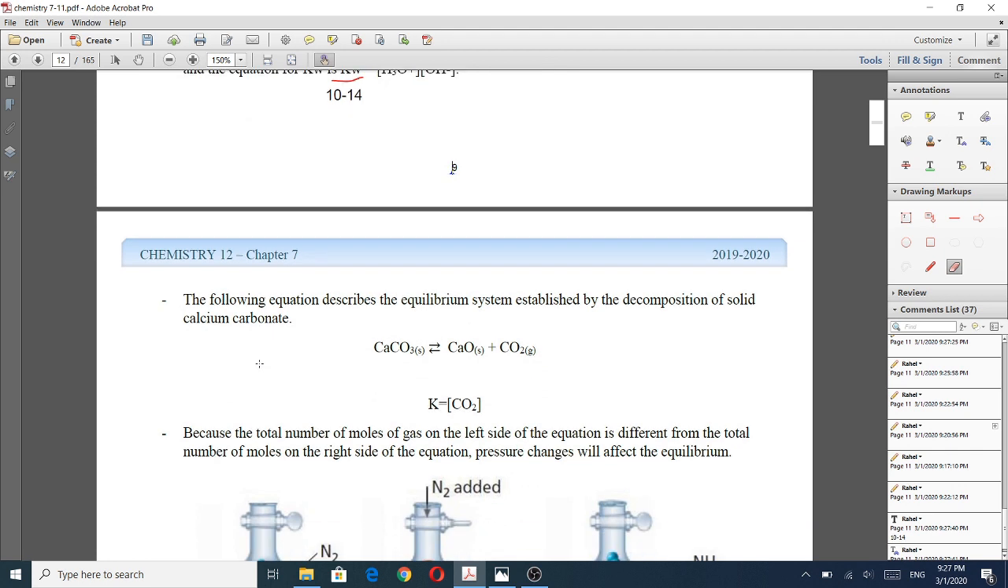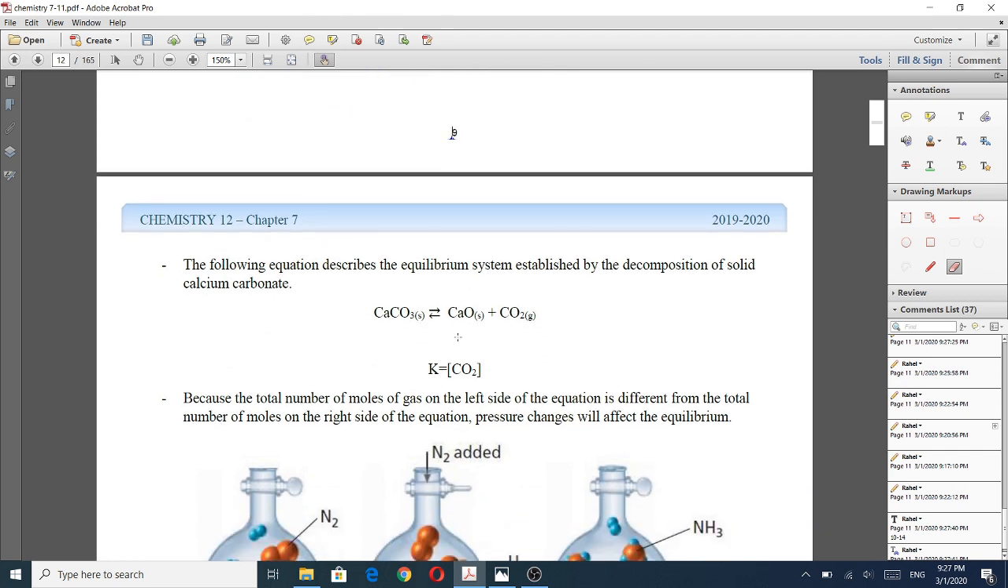Now, for another reaction. In this reaction, if you want to change concentration, the only thing that can be changed is CO2, because this is the only one that is gas, but the other ones are solid. And we know that concentration of solids don't change. So if we want to change concentration of CO2, by increasing CO2, the reaction will shift to the left. By decreasing CO2, the reaction will shift to the right. But bear in mind that the value of K will not change at all.